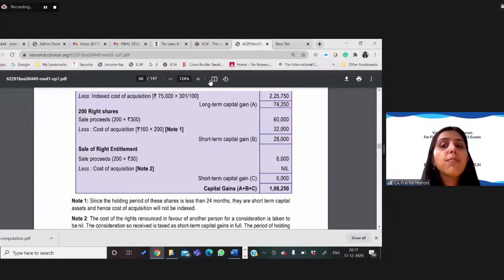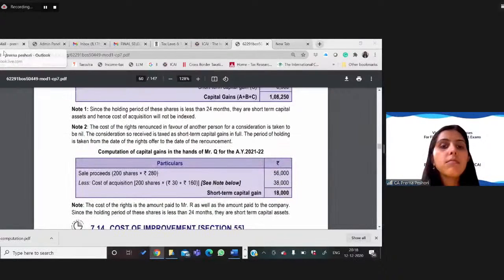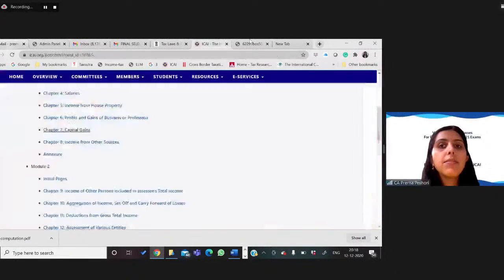And in the hands of Mr. Q, it is 18,000, right? The sale proceeds, he has sold for how much? 280 per share. And he has purchased for 200 shares, 30 rupees plus 160 rupees. So 38,000 will be the cost of acquisition and 18,000 will be the short-term capital gain. Clear? As it is for less than 24 months. Is it clear?